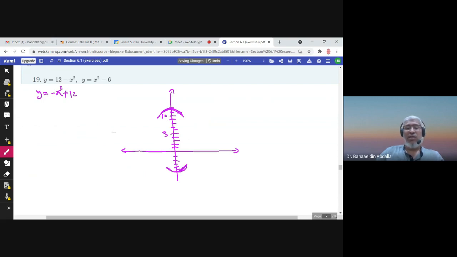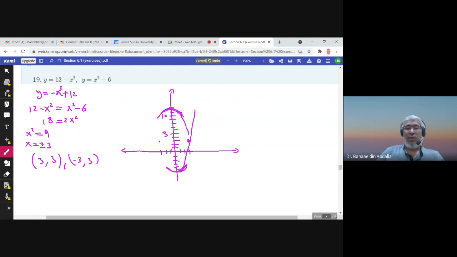So they will meet somewhere. Let us find their intersection points. Negative x squared plus 12 equals x squared minus 6. If I bring x squared here, I have 2x squared equals 12 plus 6, which is 18. So x squared equals 9, x equals plus or minus 3. So at x equals 3 and at x equals negative 3, they will meet. If you put x as 3 here, 9 minus 6 is 3. So this is the first intersection point, 3, 3. And the other intersection point is negative 3 and 9 minus 6, which is also 3. So negative 3, 3. So they will meet at this point.